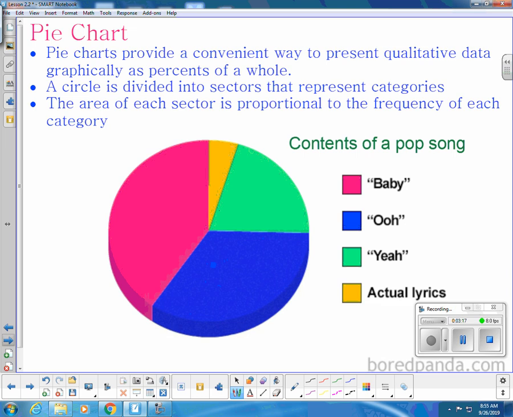So a pie chart, you've seen pie charts before. It's a very convenient way to represent qualitative data as percents of a whole. We divide the 360 degrees into sectors. The area of each sector is proportional to the frequency of each category. So how do we do that?